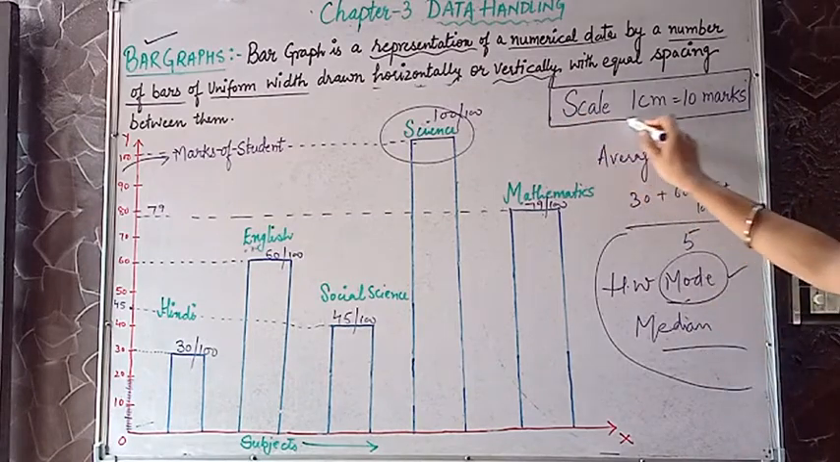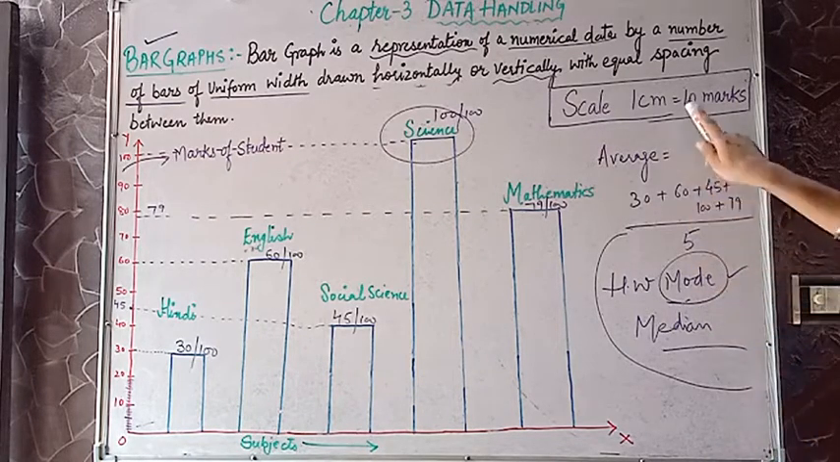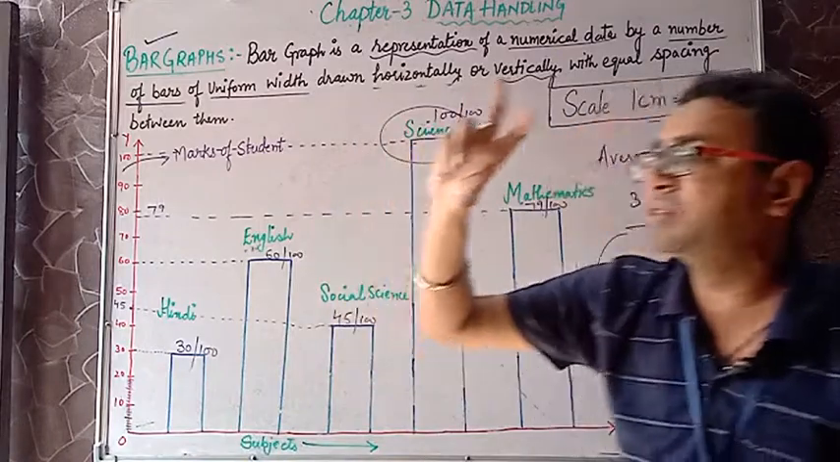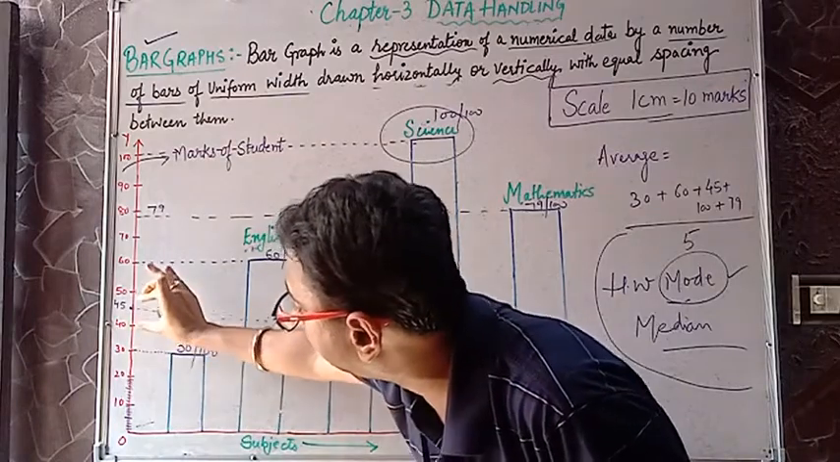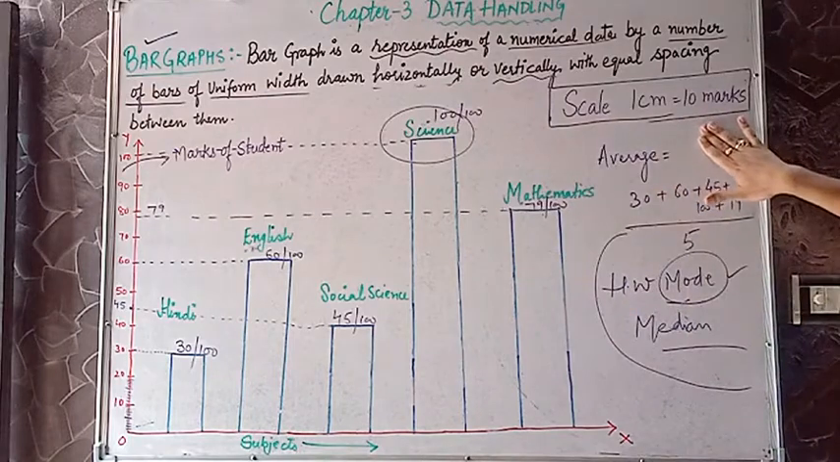The last thing I need to discuss is the scale. It is very important. Whenever you consider a graph, scale is very, very important. Why? Because if you are not considering the proper thing, you are not able to solve it. Scale here means 1 centimeter. This gap is 1 centimeter. From 0 to 10, it is considered 1 centimeter. This 1 centimeter is equal to 10 marks. Next, again 10 marks, 10 marks, and so on. That is why scaling is very important.